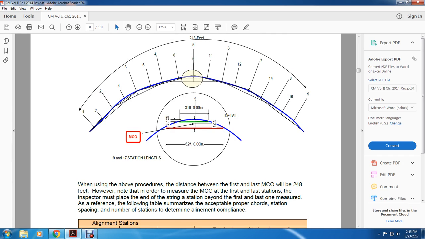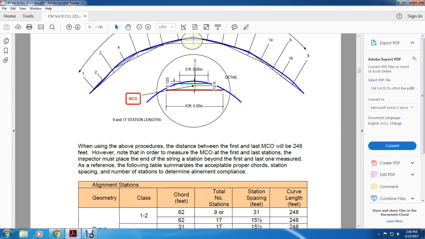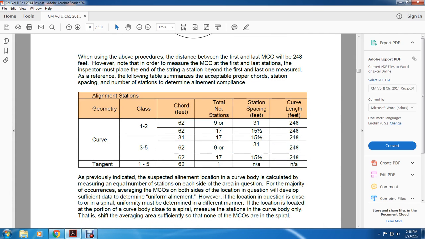Measure the reference for the following table. It summarizes the acceptable proper chord station spacing and number of stations for determining the alignment and compliance. Alignment station geometry. Your headings across the top are geometry class, chord feet, total number of stations, station spacing feet, and curve length of feature. Class 1 curve, class 1 and 2, 62-foot chord, 9 or 17 stations, 31 foot, 15 and a half foot, 248 curve length.